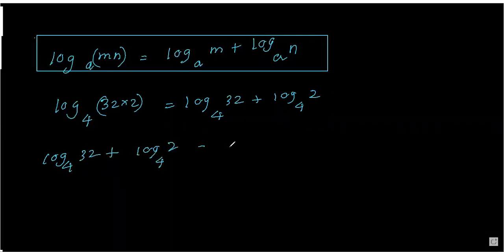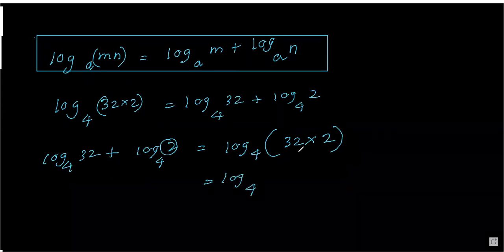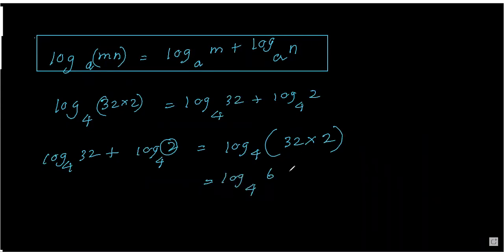How do we write this? Log 4 is common. So 32 into 2. Then you can write log 4 of 32 times 2, which is 64. It means you can write log 4 of 64. We can write 64 as a power of base 4: 4 to the power 3.